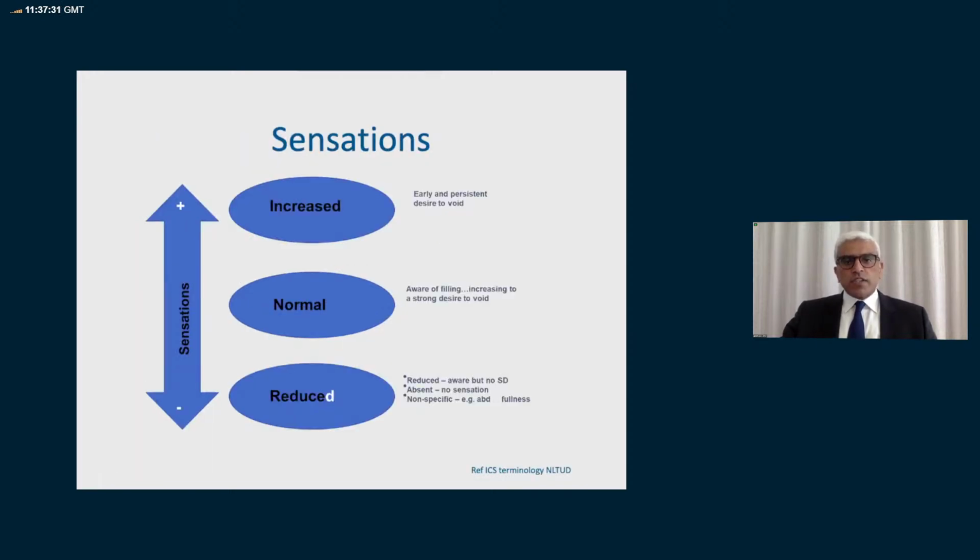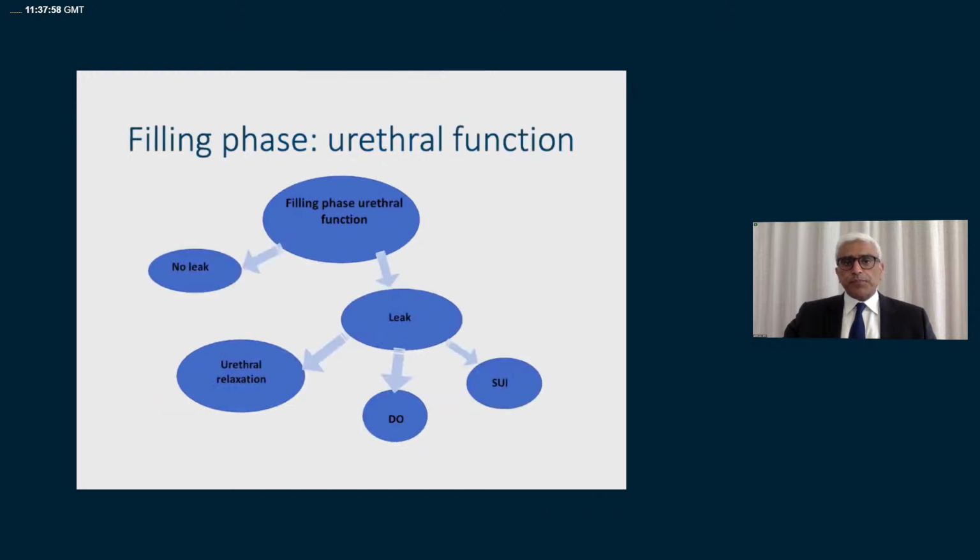So what are the sensations? This is awareness to pass urine, and as the bladder fills up, the sensations go up. The sensations can be increased, that is an early and persistent desire to pass urine, or reduced, when there is almost no sensation to pass urine, like in patients with subsacral spinal cord injury, or what we previously used to call lower motor neuron type of injury.